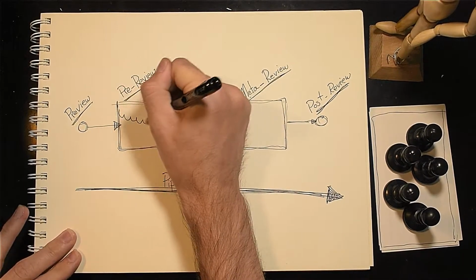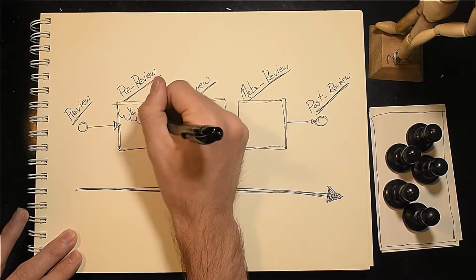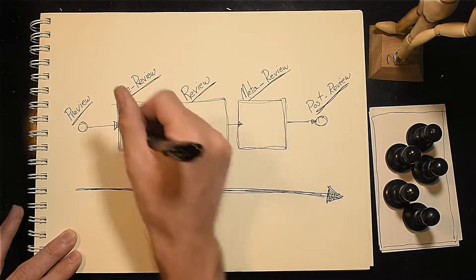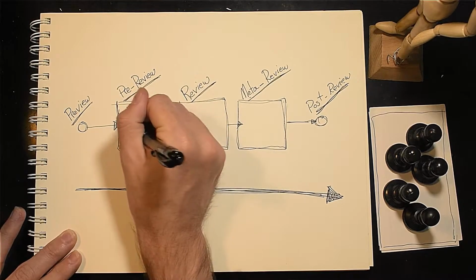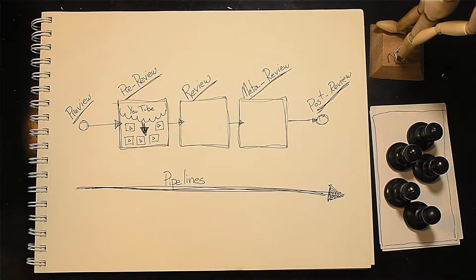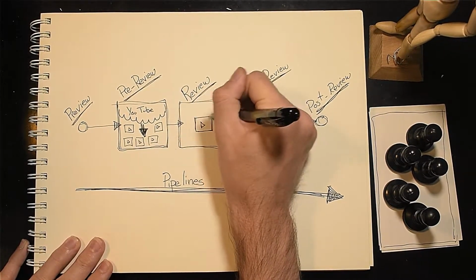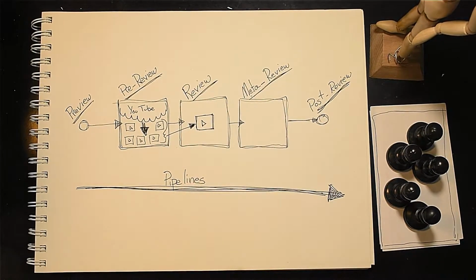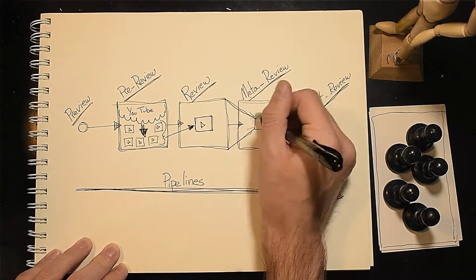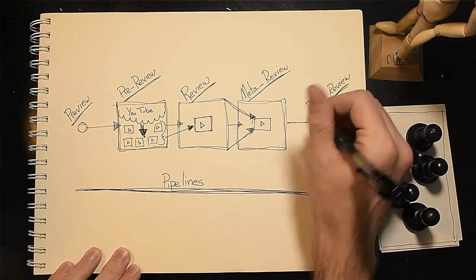In pre-review, I'll download from YouTube my last 5 episodes of this show using a script. Then, I'll combine them with a script into a clip that I'll embed in the next minute. And then I'll do the same thing for meta-review. Then we'll relax in post-review.